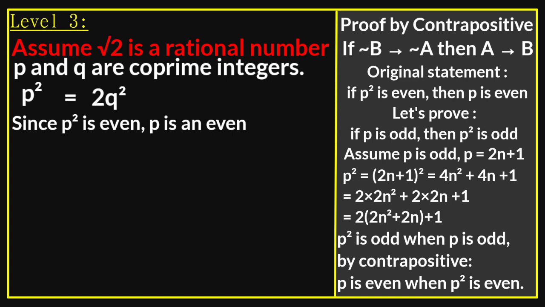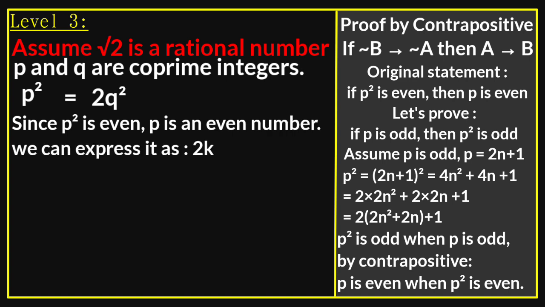p is even because p squared is even, so we can replace it with 2k instead. We expand, then divide both sides by 2 to find that q squared equals 2k squared.